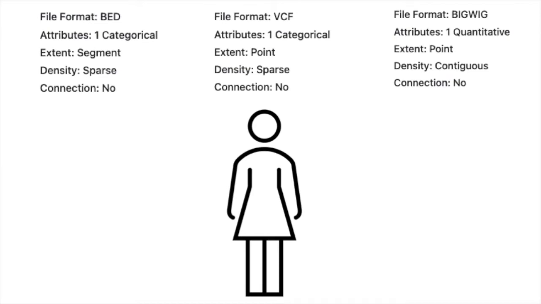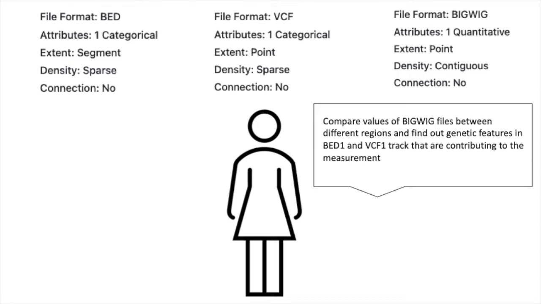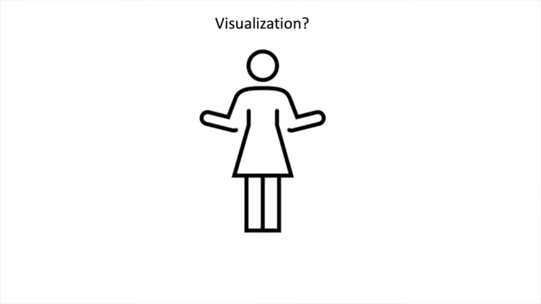Ada has been given three files: a BED file, which includes information about genes, a VCF file that includes information about cancer structural variation of a cancer patient, and a BigWig file that includes quantitative values that store protein interaction. With this data, Ada wants to compare different regions in a BigWig file and find out what are the genetic features in BED and VCF files that are contributing to high or low measurements in the BigWig file. With the current set of tools, Ada does not have enough resources or guidance on how she can visualize this data and analyze it and find valuable results.